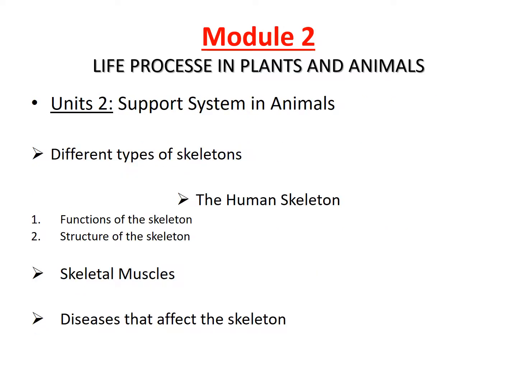We're then going to do unit 2, support system in animals. Now we're going to look at the different types of skeleton that support different animals. We're then going to look at the human skeleton in more detail. Here we're going to look at the functions of the skeleton. Then we're going to look at the structure of the skeleton. We're going to label the human skeleton. Then we're going to look at skeletal muscles. Lastly, we're going to look at diseases that affect the skeleton.